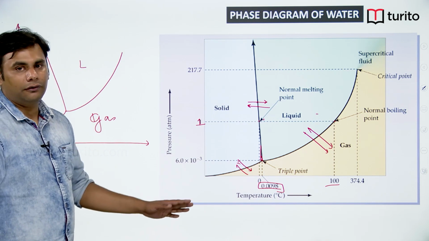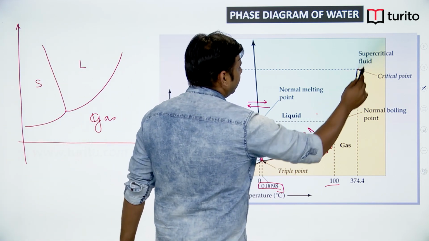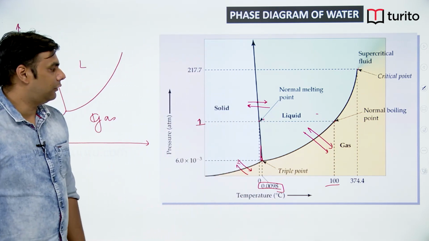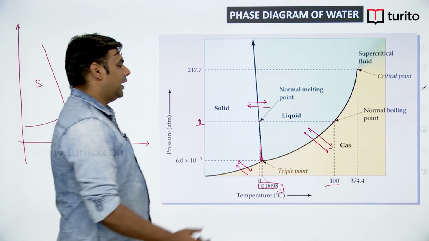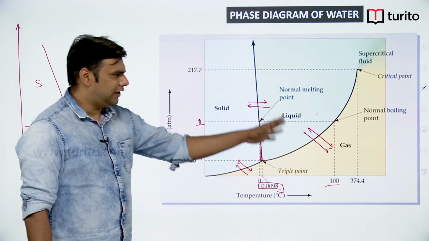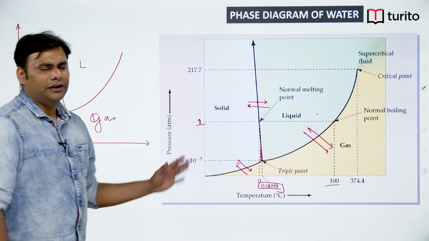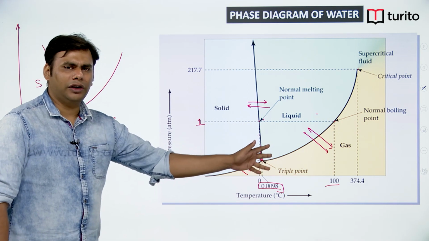Hope you have got this one, and this is your critical temperature or the critical point. The critical point of water is 374.4. Hope this is clear to you. And beyond this exists supercritical fluid. We'll do the phase diagram of water when we do some portion of Olympiad solving. For the time being, you just need to know about the graph.